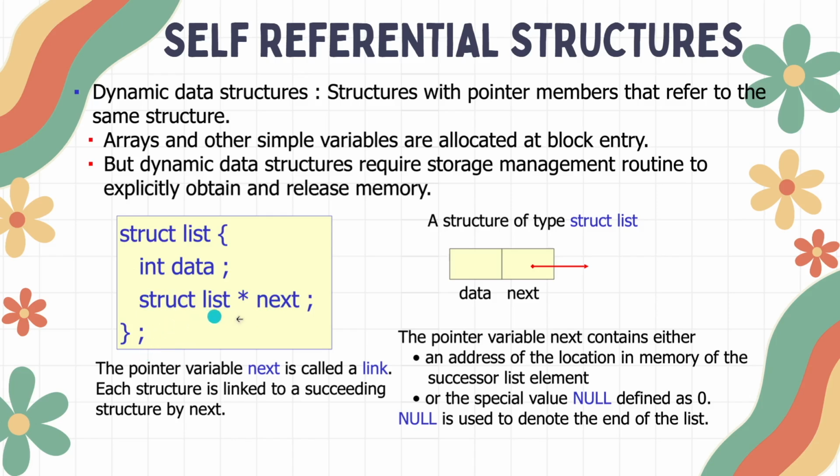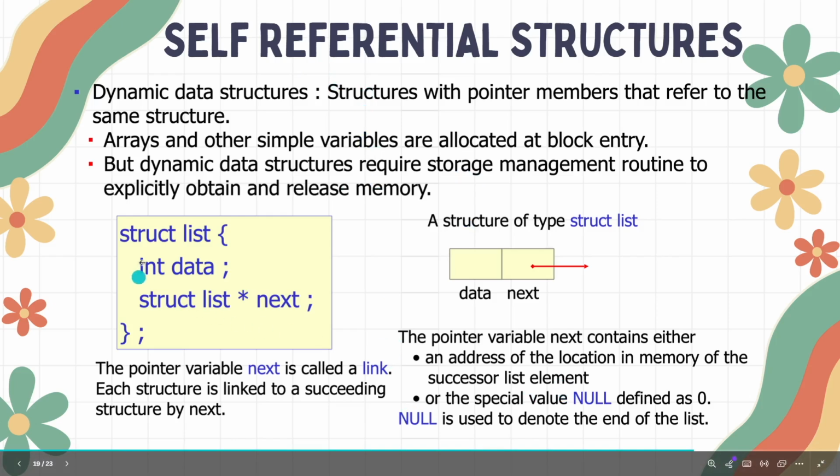So, here what we do is that we have one of the members of the structure which is a pointer and the pointer's type is the same as that of the structure itself. We call such a structure a self-referential structure, where one member is a pointer and its type is that of the same structure. Such a structure we call a self-referential structure.